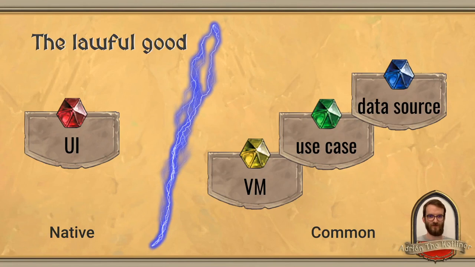So another, possibly it's the other end of the spectrum. I call it the lawful good. It is when you only implement your UI, and by UI we mean, for example, view controllers and fragments for mobile, and all the other parts of the application, even the VM, is implemented in the common code. This could be a bit risky, because maybe the VM can have implications about the platform, and then you will have to have some conditional code paths in your VM if that happens. So there are ups and downs also here.